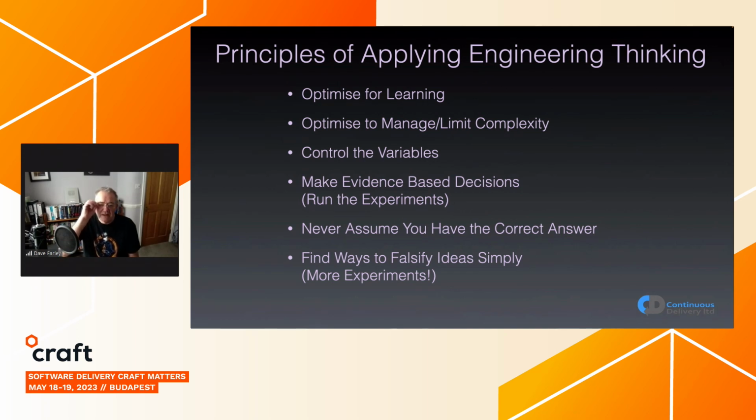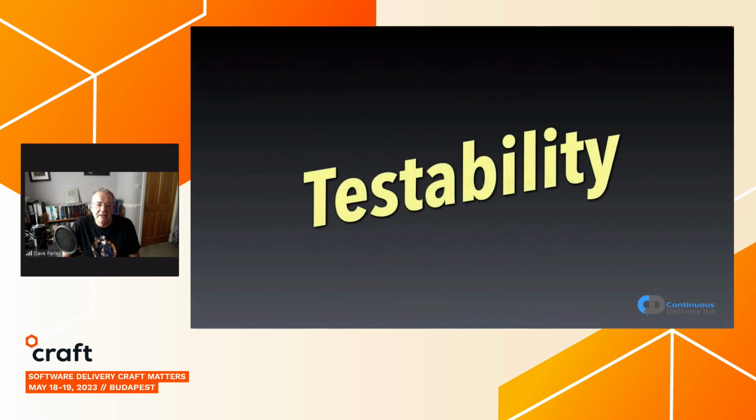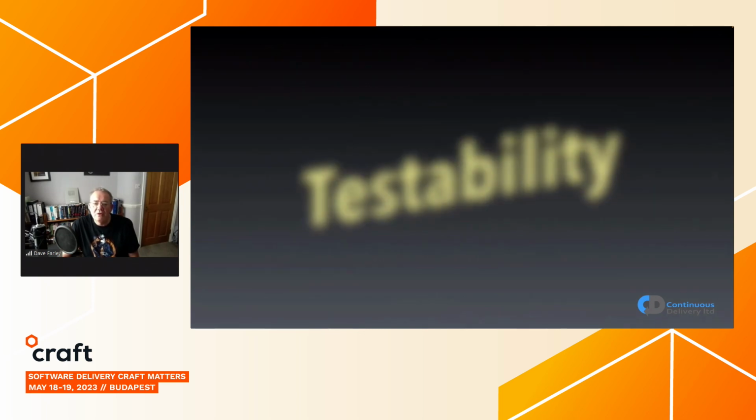Continuous integration and so on. We want to make evidence-based decisions. We want to run the experiments rather than just guessing and thinking that we're brilliant and crossing our fingers. One of the tools that we can use to drive some of this decision is testability, striving for more testable code.